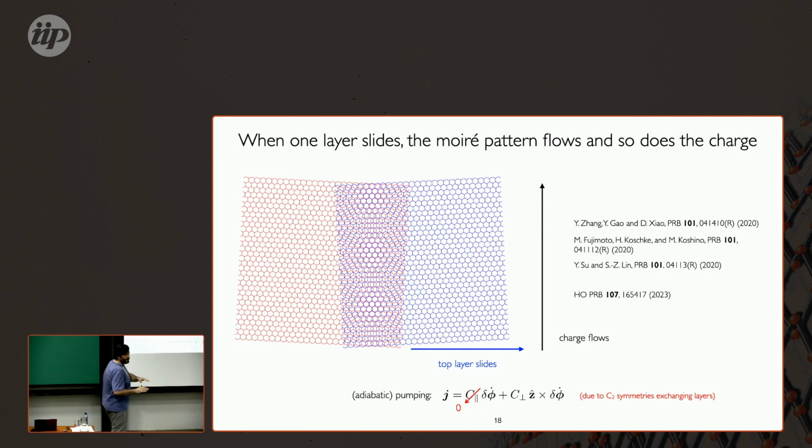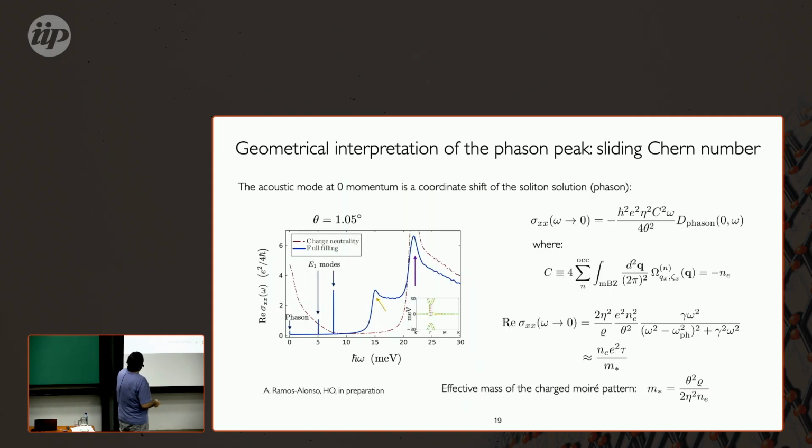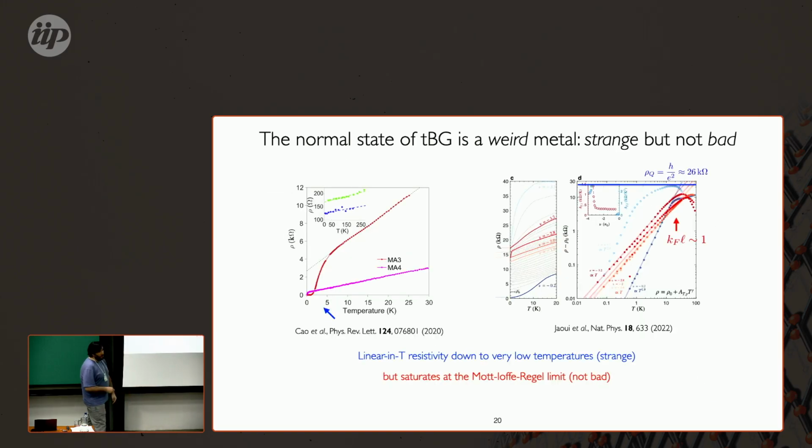So I'm out of time? 5 minutes, okay. So I'm going to run, but basically what you end up with from these arguments is that the phason is like dragging this charge that we are adding, and you end up with some Drude-like formula for the phason peak, in which you can basically identify the effective mass now of a charged Moire pattern, okay? So let me move on very quickly, because I only have 5 minutes, to this problem.